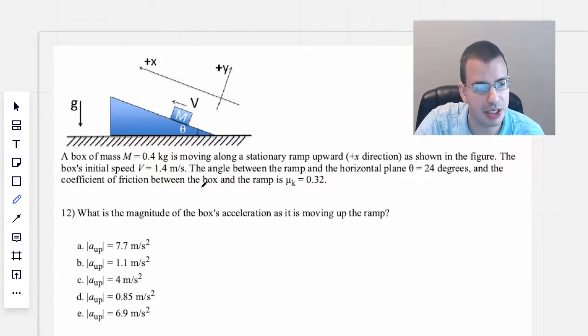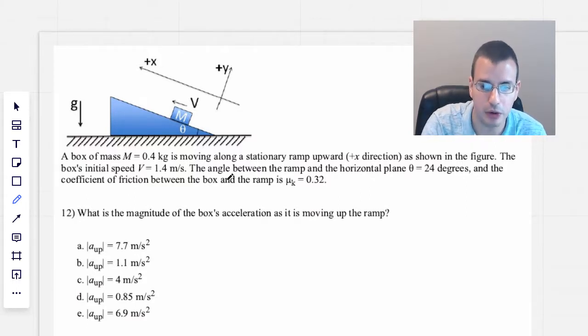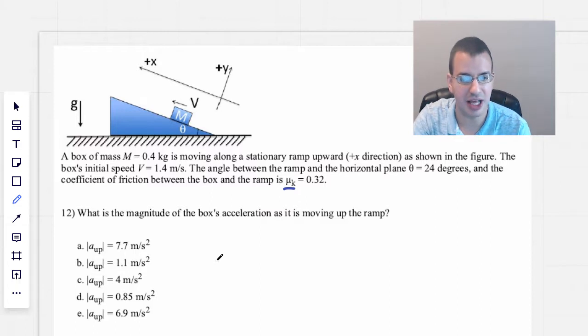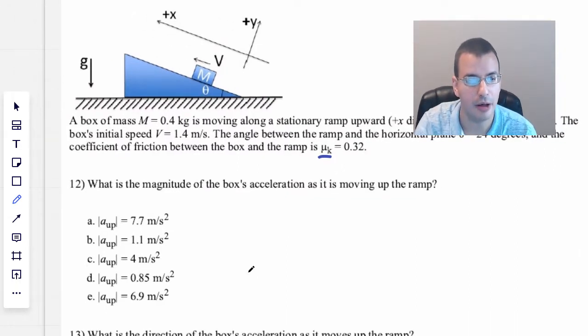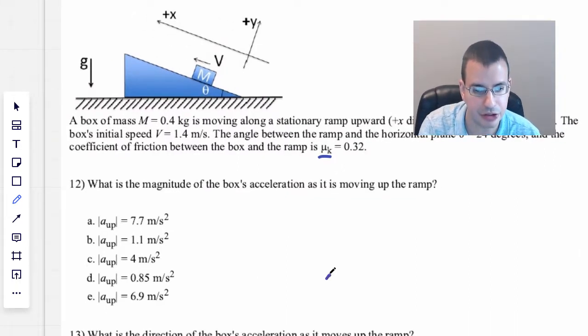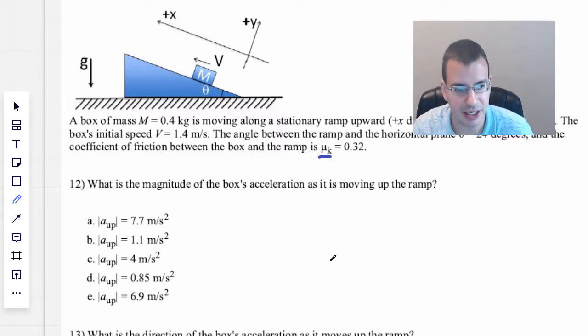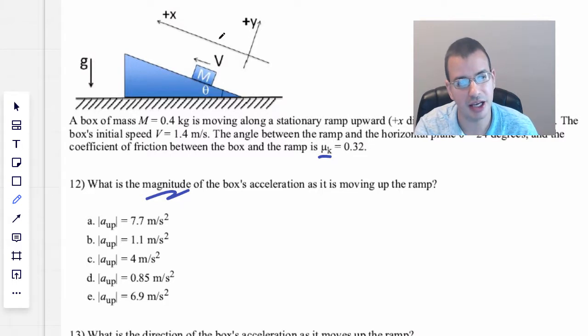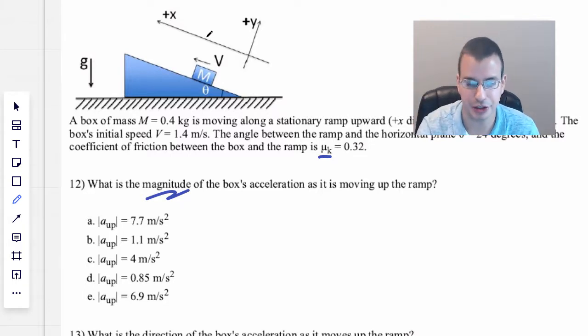The box's initial speed is 1.4 meters per second. The angle between the ramp and the horizontal plane is 24. And the coefficient of kinetic friction between the box and the ramp is 0.32. What is the magnitude of the box's acceleration as it is moving up the ramp? Okay, so the box is going to be accelerating. It's asking for magnitude, not direction. It's going to be accelerating in the negative x direction.